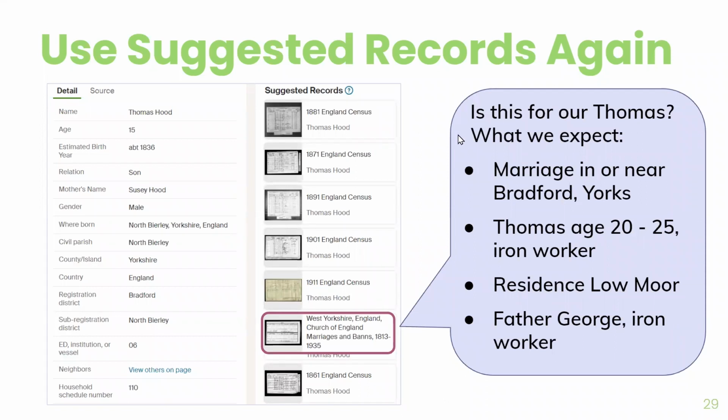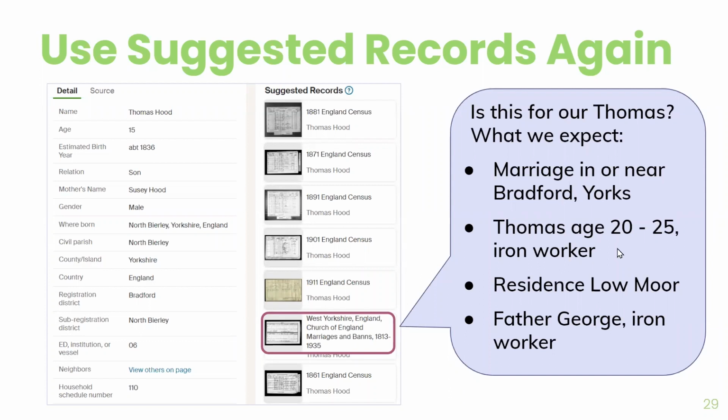So what do we expect for a marriage for our Thomas? Well, we'd expect him to get married in or near Bradford, Yorkshire, because it's the mid-1800s. He was an iron laborer, so not well-to-do. So it would be unlikely, not impossible, but unlikely that he would go to London or something to get married. So we're expecting something in the Bradford area. Most men at that time in England got married between 20 and 25.